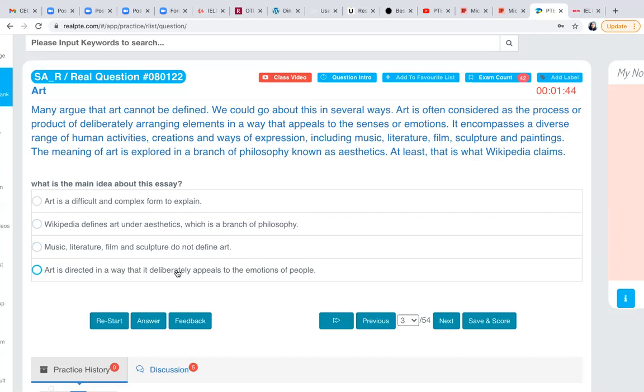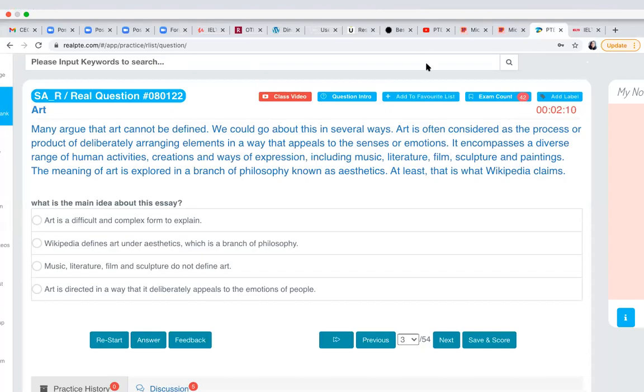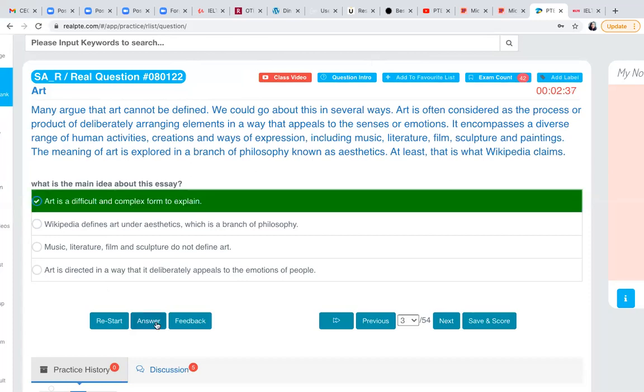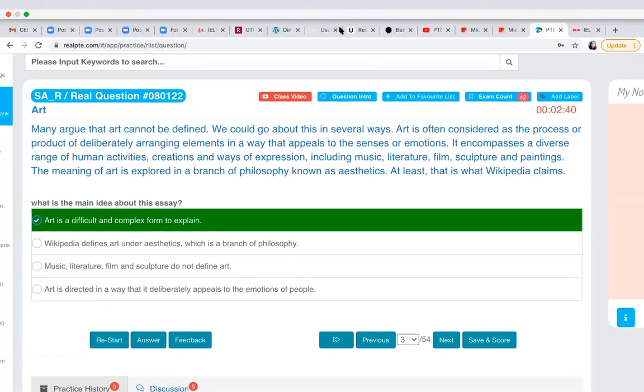Art is directed in a way that it deliberately appeals to the emotions of people. Yes, art is directly appealing to the emotions of people. So if you look at it, I'm sorry, let me share my screen once again. So if you look at it once again, of all your options, the first option is the most easy to understand. So I think that could be our answer. That indeed is our answer.